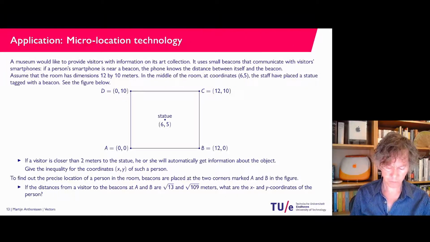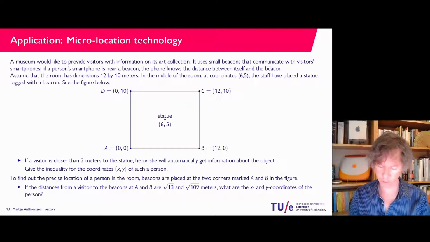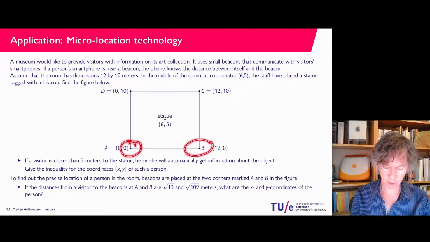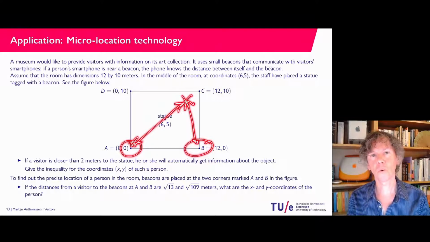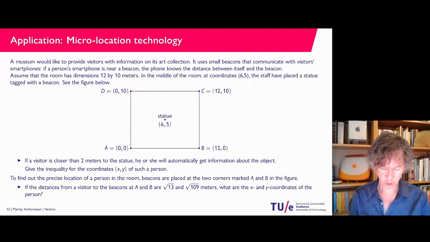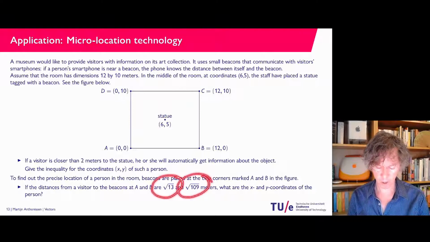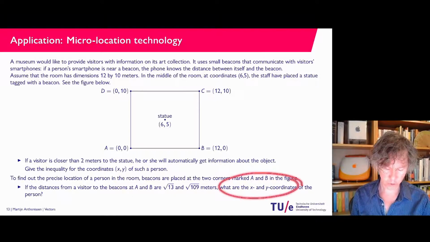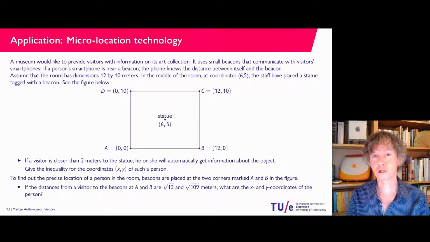And there is a follow-up question. So to find out the precise location of a person, so say there are more objects and you would like to know precisely where a person is, you could also place beacons at the two corners A and B. So if I place a beacon here and a beacon here, and then I have a person that is in the room, apparently if you know this distance and you know this distance, then you should be able to tell where the person is in the room. So if this distance is square root of 13 and square root of 109, these are of course very silly numbers, but the reason here is that you find nice x and y positions. It's a bit cobbled up like that. So what are the x and y coordinates of the person? So try to solve that yourself. If you run into any difficulties, let me know and I'll help you along.